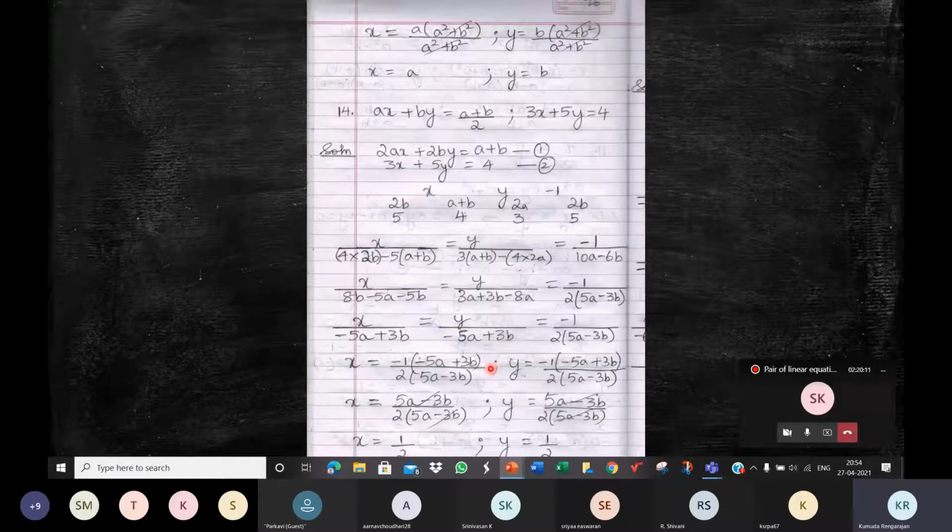Close bracket. This also can be written as 5a minus 3b by taking out a minus sign. When you take a minus sign outside, open a bracket, write 5a minus 3b, close the bracket. Here also, same thing. You can take out the minus sign and write in the bracket 5a minus 3b. You can do that change here itself.